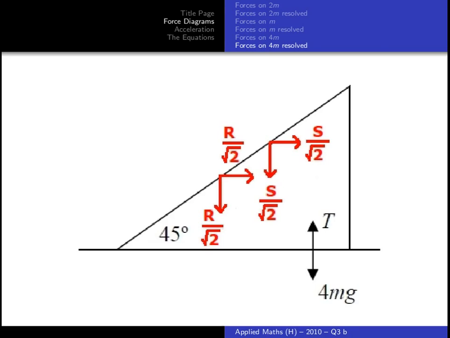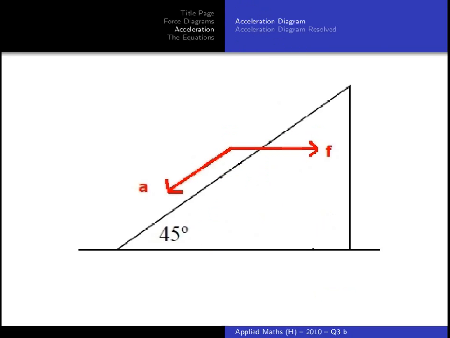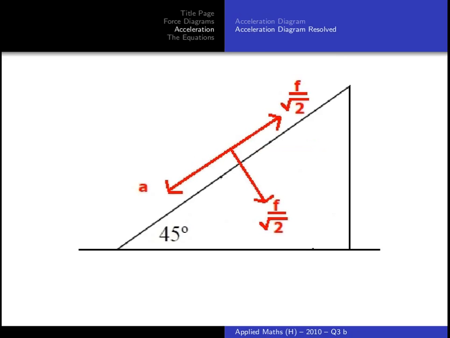Then we look at the acceleration picture. So we have acceleration F and A, but again we need this resolved. So we have F cos 45 and F sin 45. Now with all the diagrams we can make the equations.